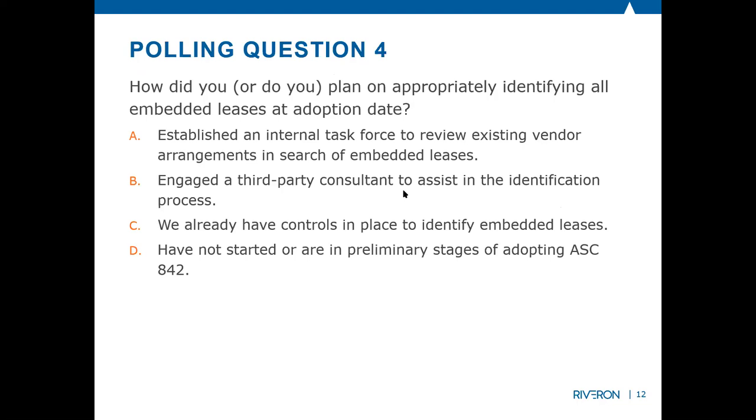Great. All right. So the last polling question: how did you, or how do you plan on, appropriately identifying all embedded leases at adoption date? A, establish an internal task force to review existing vendor arrangements in search of embedded leases. B, engage a third-party consultant to assist in the identification process. C, we already have controls in place to identify embedded leases. Or D, have not started or are in preliminary stages of adopting ASC 842.